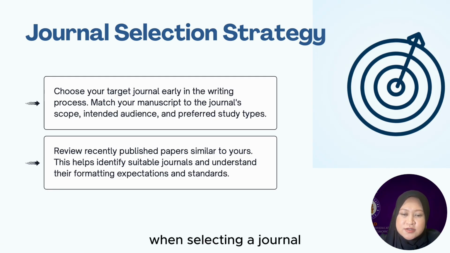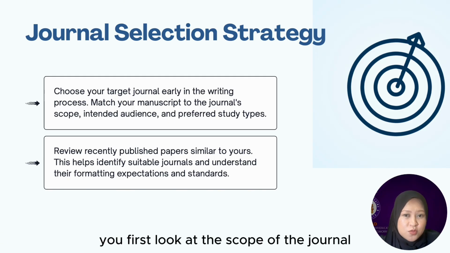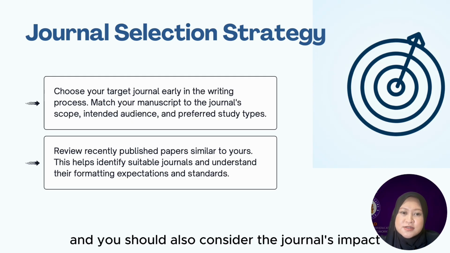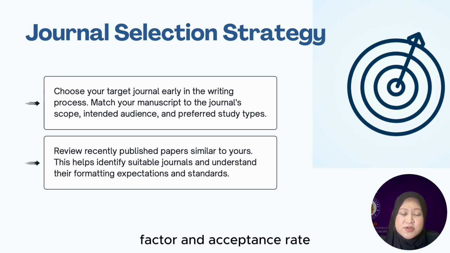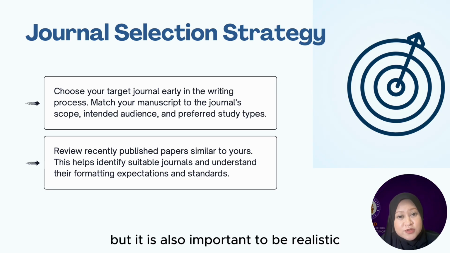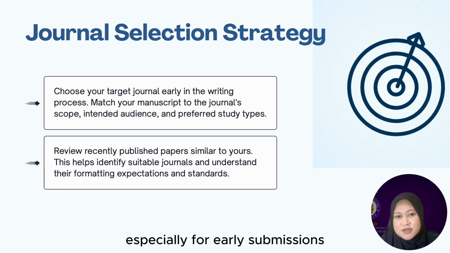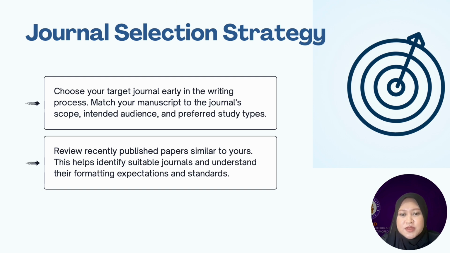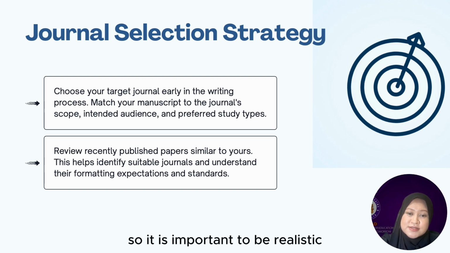When selecting a journal, you first look at the scope of the journal. Make sure your study fits clearly within what the journal publishes. And you should also consider the journal's impact factor and acceptance rate. It is good to aim high, but it is also important to be realistic, especially for early submissions when we are just starting to write a paper. So it is important to be realistic.